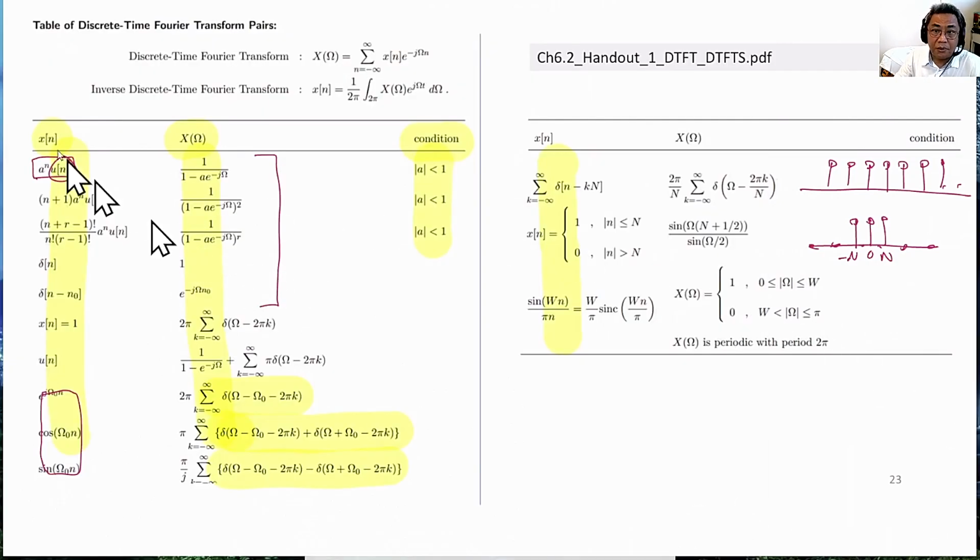With that, I've completed the DTFS and DTFT transform pairs along with this handout.